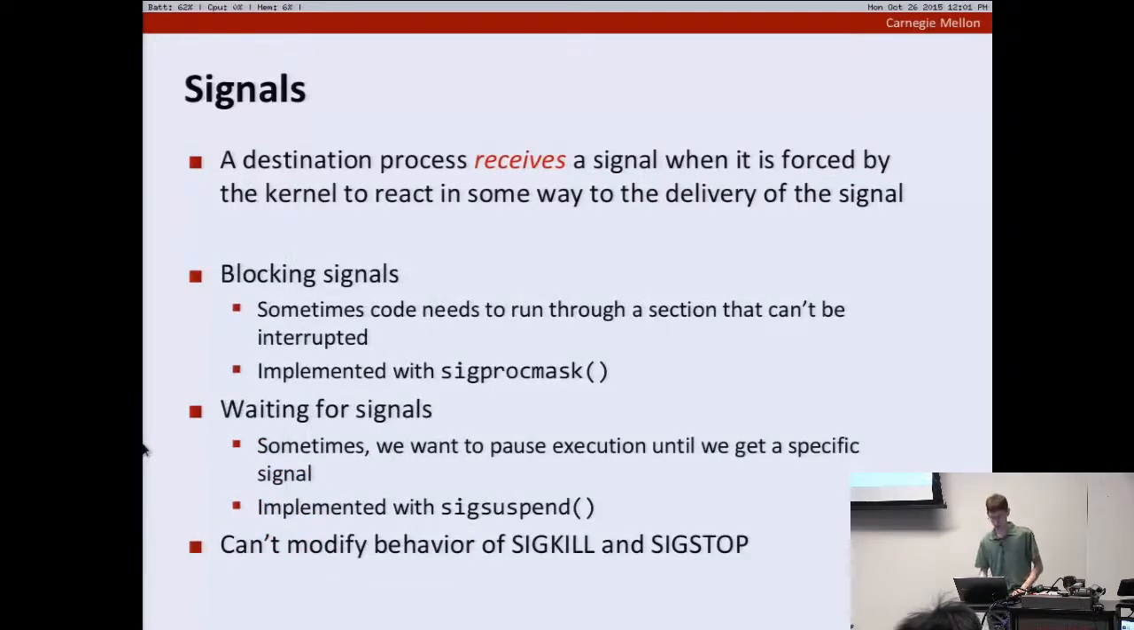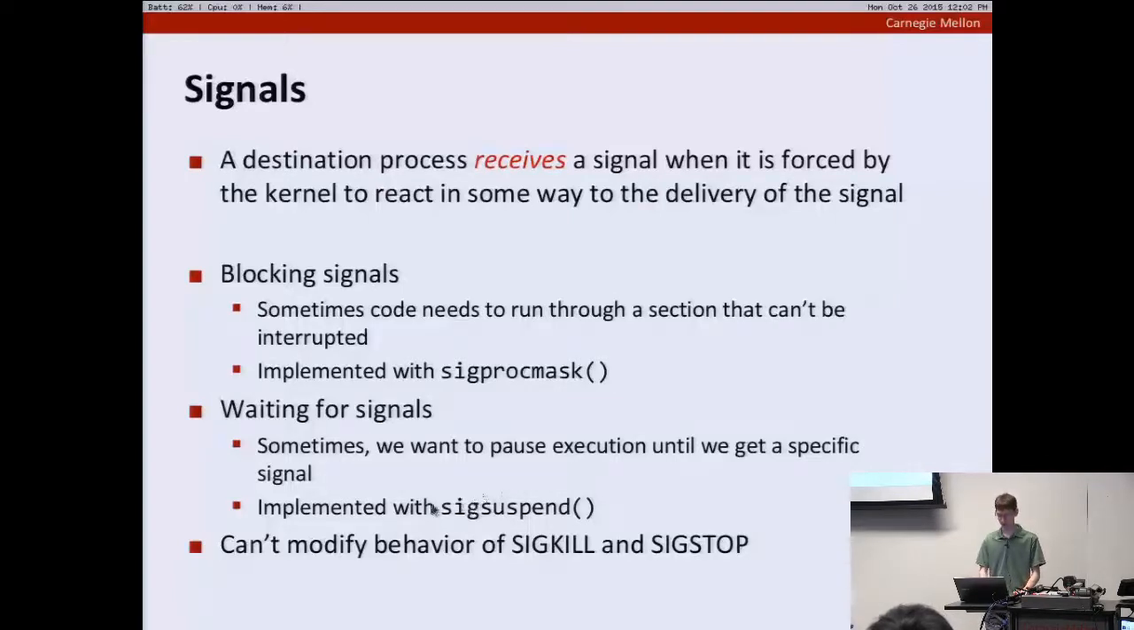Yeah, so we can block signals. There's a function called sigprocmask that allows us to ignore signals and say we don't care about them. If we want to run some code that shouldn't ever be interrupted, we can wait until we get a particular signal with sigsuspend. When we call sigsuspend, the process just won't continue executing until that signal is received. The kernel will start it up again once it gets that signal.